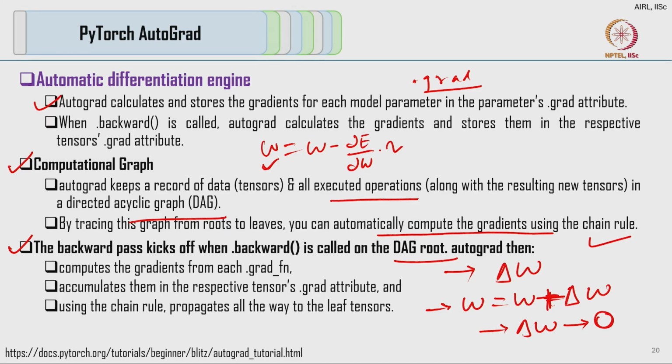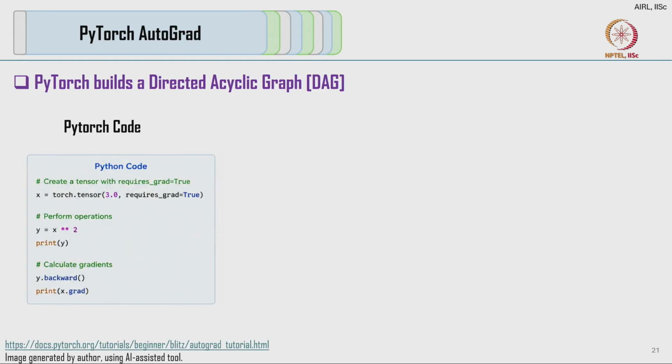So we will compute the error, compute the delta W, which is the gradient, and update the weights over the whole model. Once this is done, we would make delta W as 0 and start all over again. Let's observe the operation of the graph using an example. So let's look at this code, which is essentially a PyTorch code.